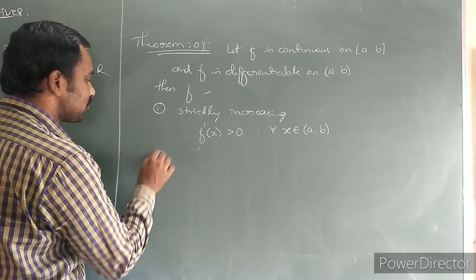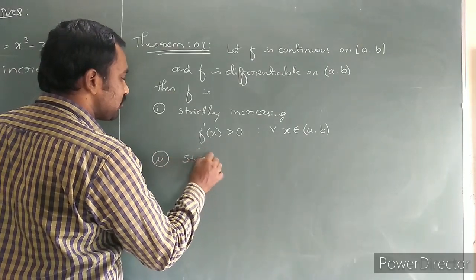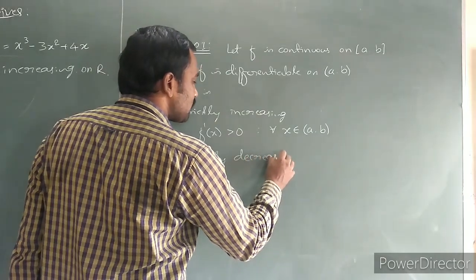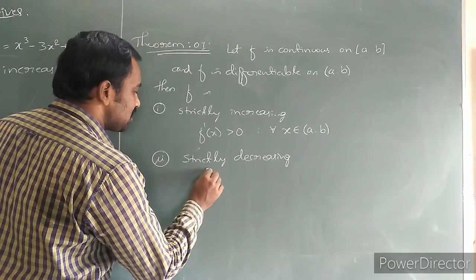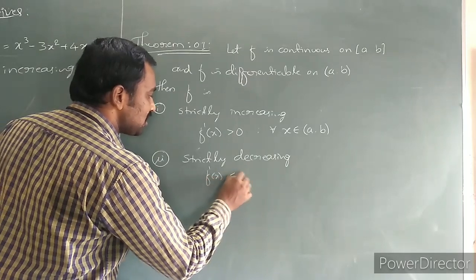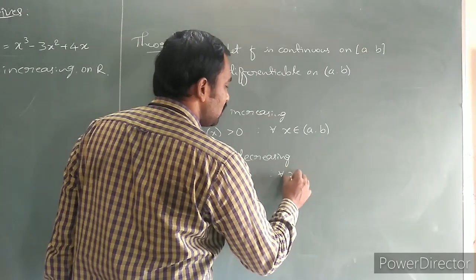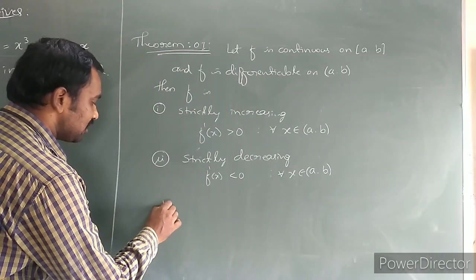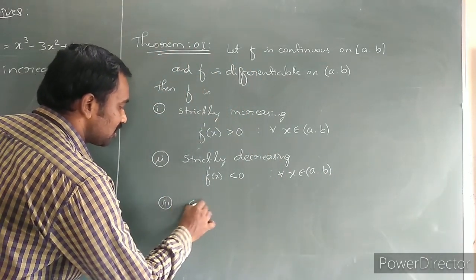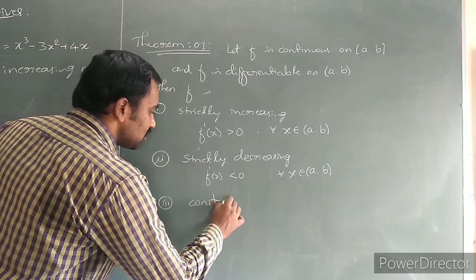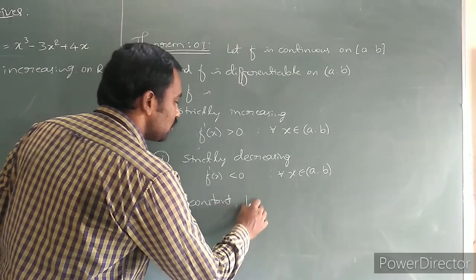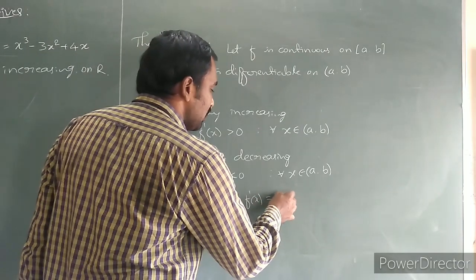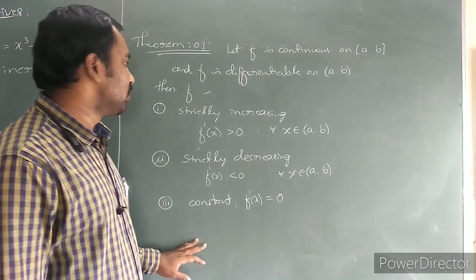Second case, strictly decreasing. The function is said to be strictly decreasing whenever f dash of x is less than 0 for all x belonging to the open interval (a, b). And the third case is a constant function, whenever f dash of x is equal to 0.